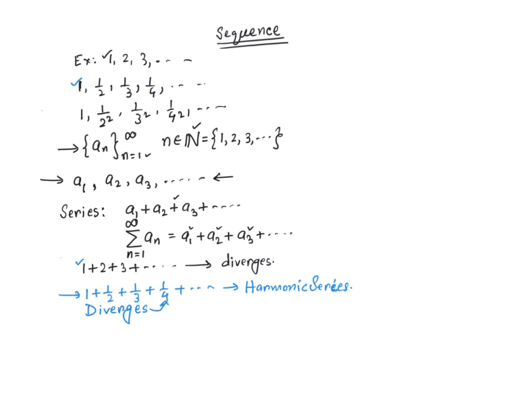But the next series, 1 over 2 square plus 1 over 3 square plus dot dot dot. If I write it out in summation notation, it's going to be this summation, n is equal to 1 to infinity, 1 over n square. This one, however, converges. And this has a special name. This is called the p-series. You may want to know about it.